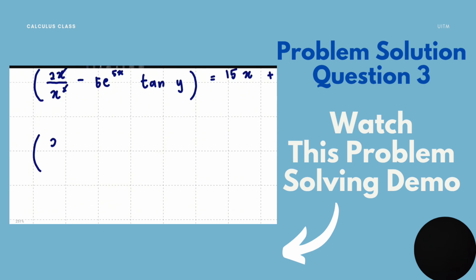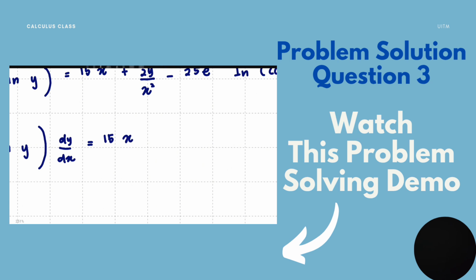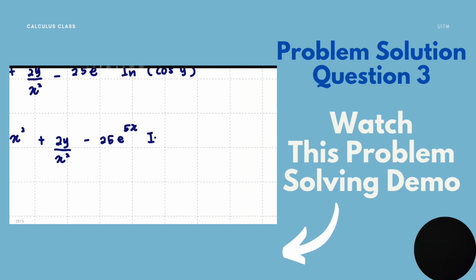Then we cut the x, we cut the same number, so we get 2 over x minus 5 ln 5x then y dy over dx equal to 50x squared plus 2y over x squared minus 25 ln 5x ln cos y.